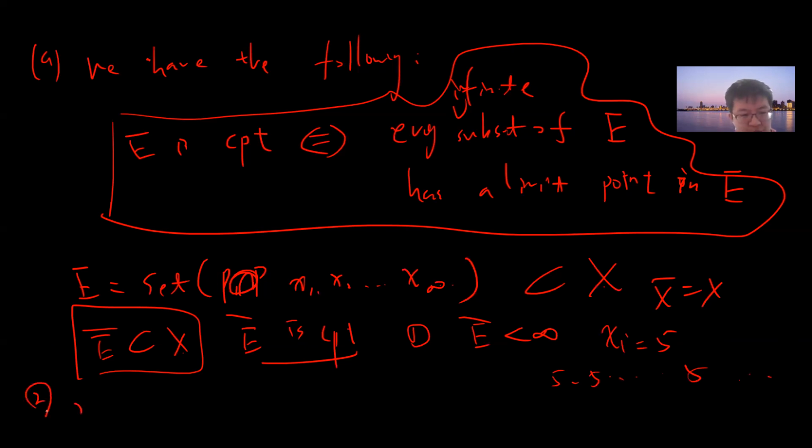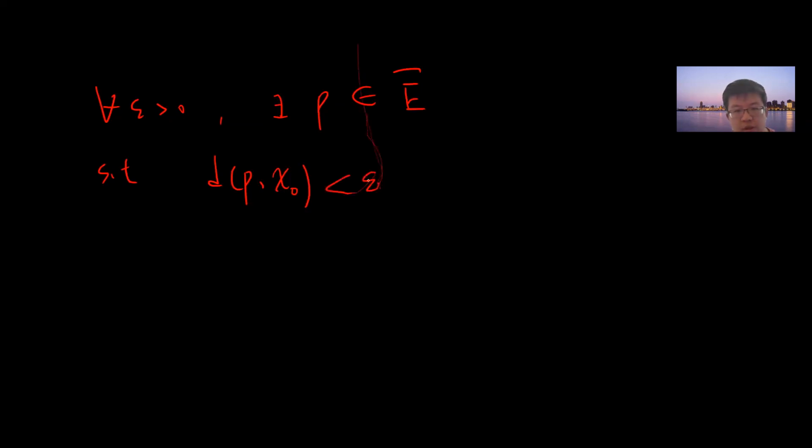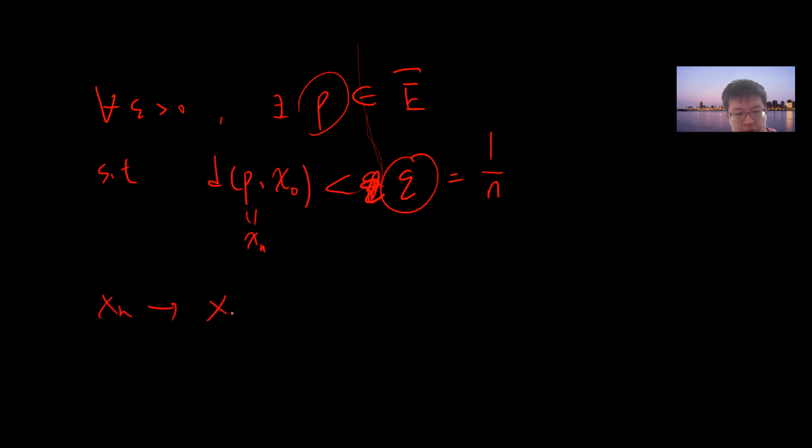Otherwise, E must be infinite, right? So by this theorem, you can find the limit point. For epsilon greater than 0, there is a point p in the set E bar such that the distance d(p, x_0) with that limit point x, maybe x_0, is less than epsilon. So you can pick epsilon to be 1 over n, and pick this p to be x_n. You can always find such p. Obviously x_n converges to x_0.